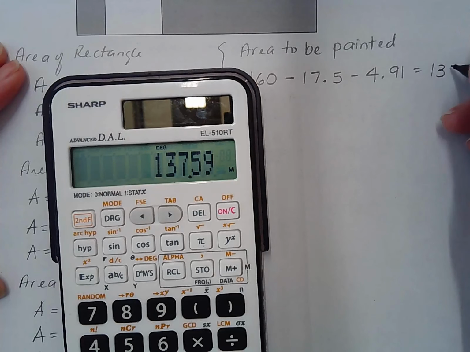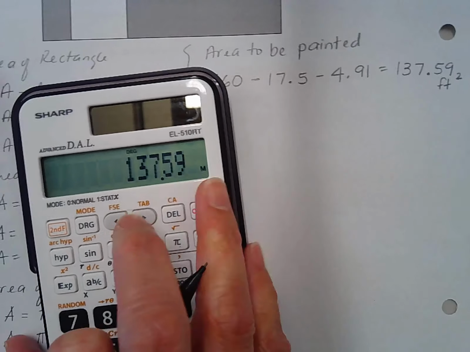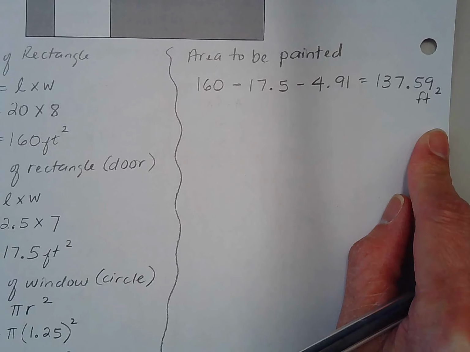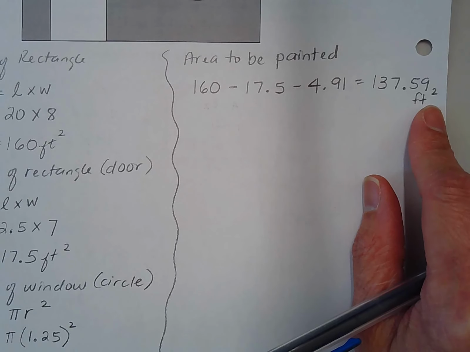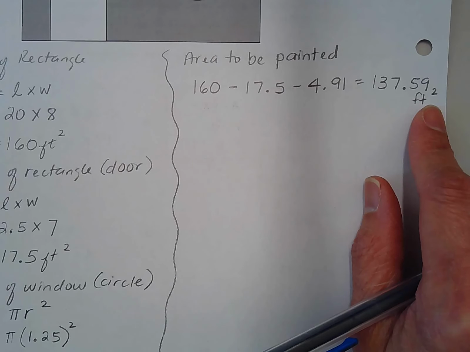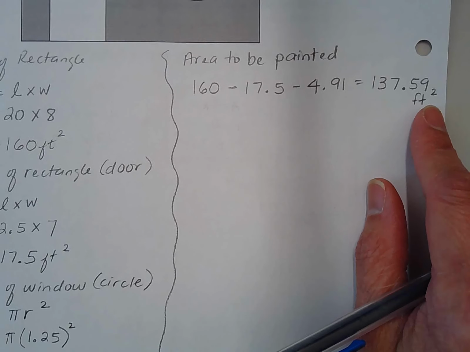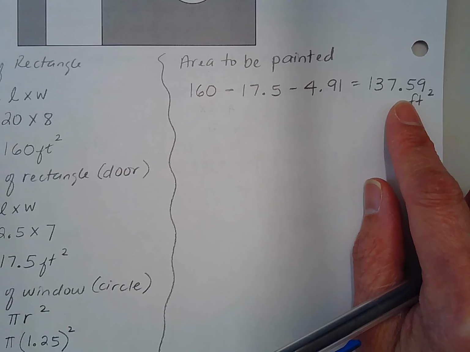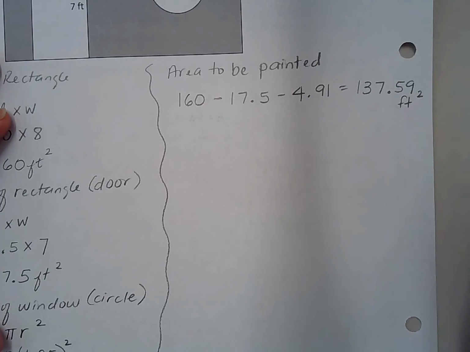I got 137.59 square feet. This is the amount of area that I need to paint with one coat. This is one coat of paint. Now if we want to do a double coat, this is the area for one coat.